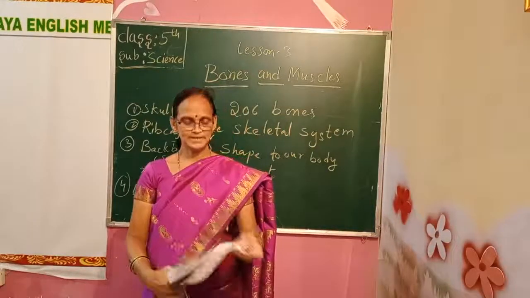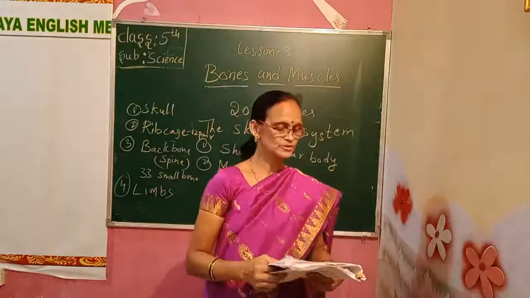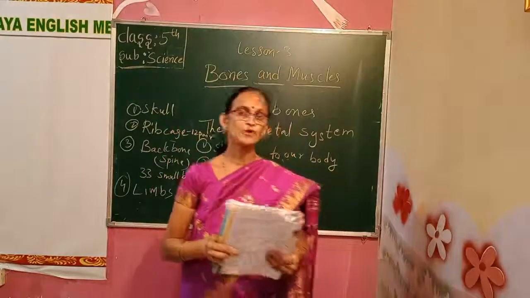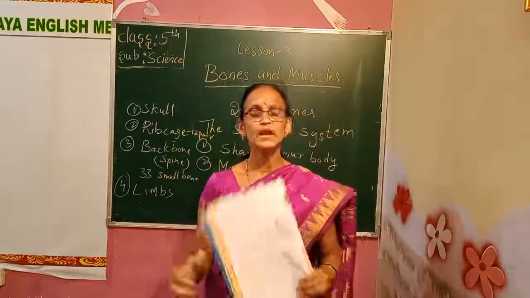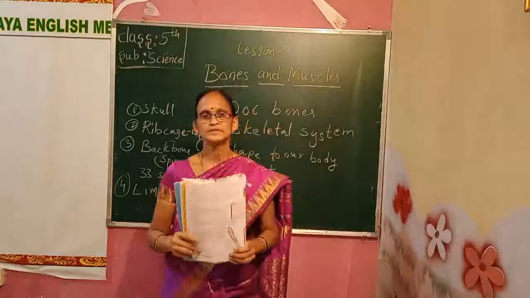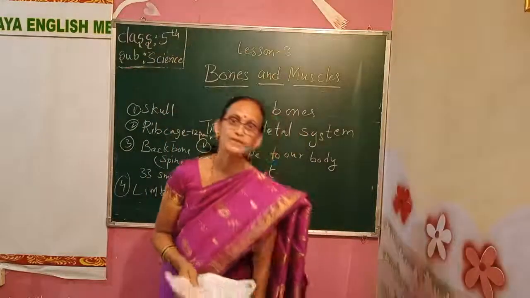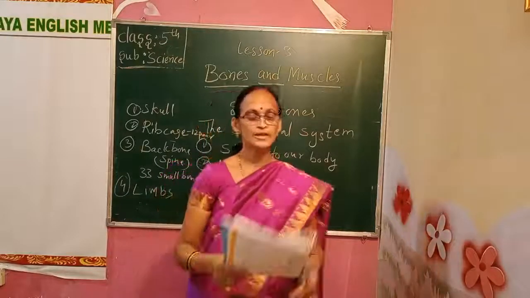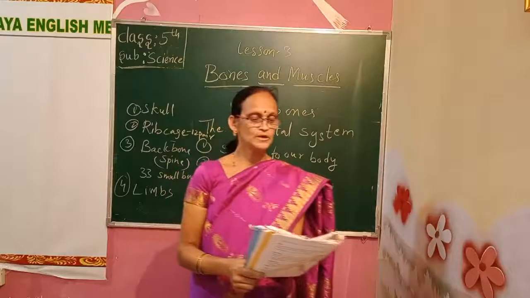Now joints. Where do you find joints in your body? Just locate and tell me. We say joint pains. Where are the joints? Here near your hand there is a joint. Your legs have a joint here. In every part there is a joint. So two or more bones meet to form a joint.